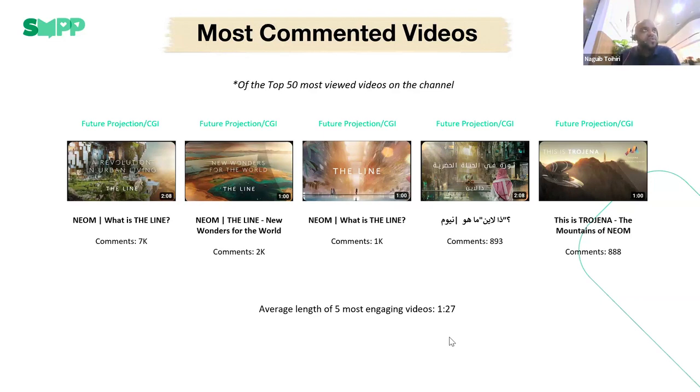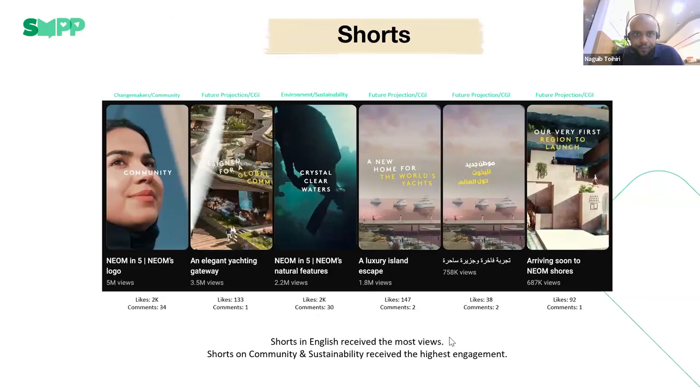We looked as well, an interesting fact, at the average length of the 5 most engaging videos. So you can see here, the most engaging video has a length of around 1 minute and 27 seconds. So this could be used as a benchmark, not for you to say, okay, this is what I see as being the sweet spot for publishing videos online on my YouTube channel.